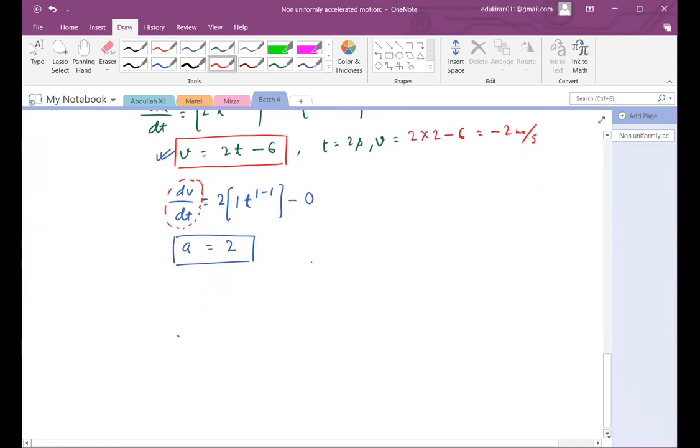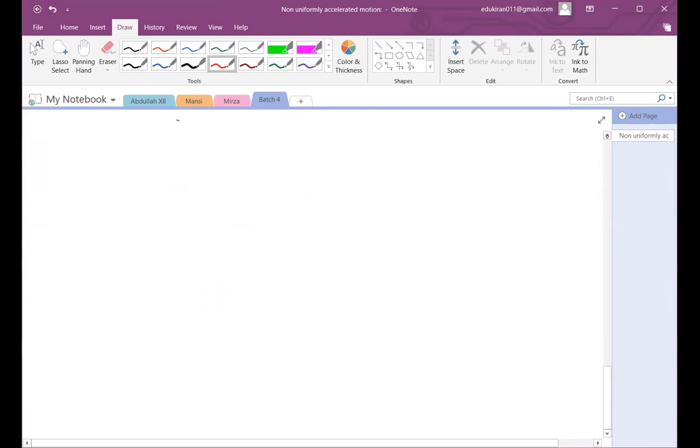Okay. Now, using this calculus, we have to derive the equation of motion. So next is deriving equation of motion using the calculus method.